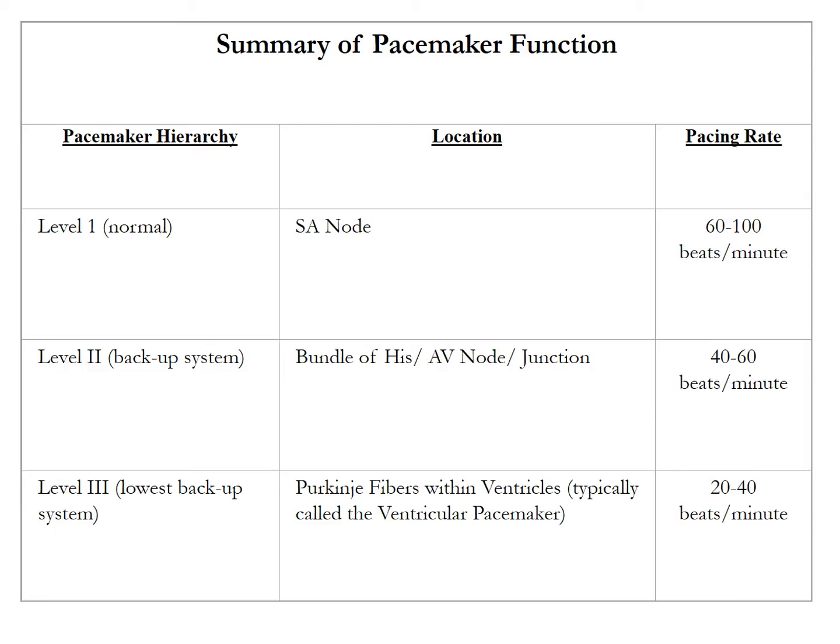Here is just a summary of the pacemaker functions. If you want, you can print this out and look at this. Again, you've got your level 1, which is your normal one. It's the SA node beating at 60 to 100 beats per minute. Level 2 is your backup system. This is your bundle of His, the AV node and junction, and this is 40 to 60 beats per minute. And then level 3 is the lowest backup system. This is the Purkinje fibers within the ventricles, and this is 20 to 40 beats per minute.